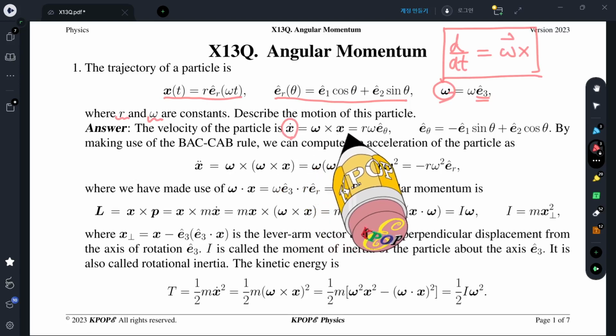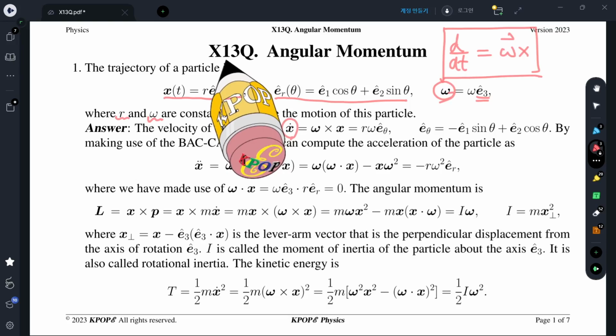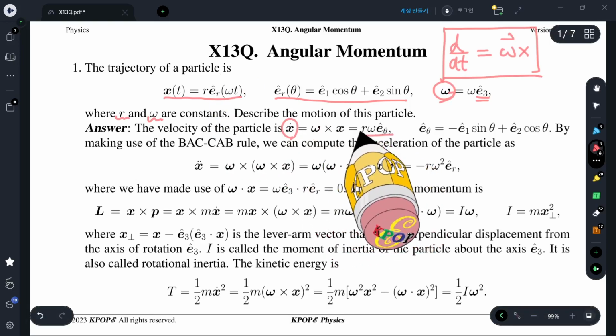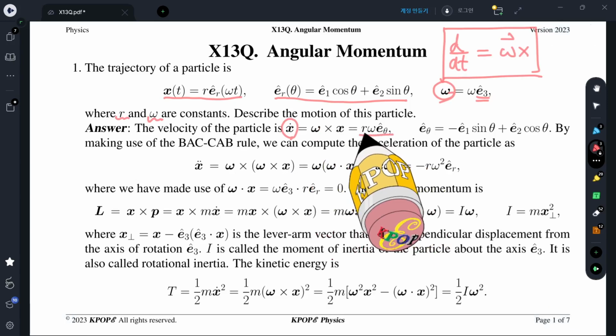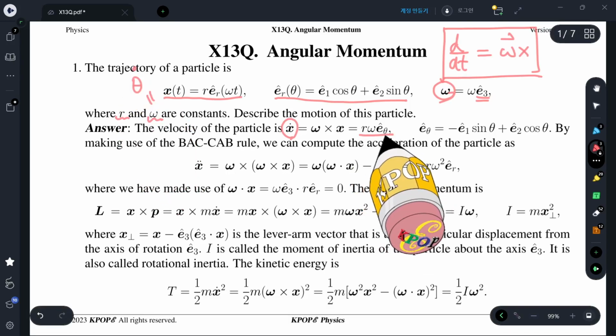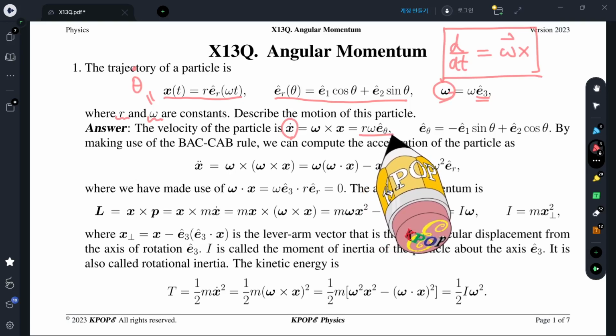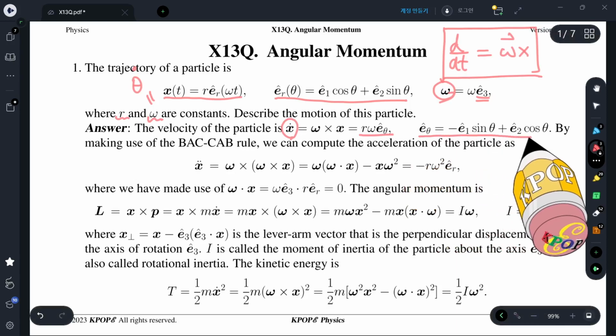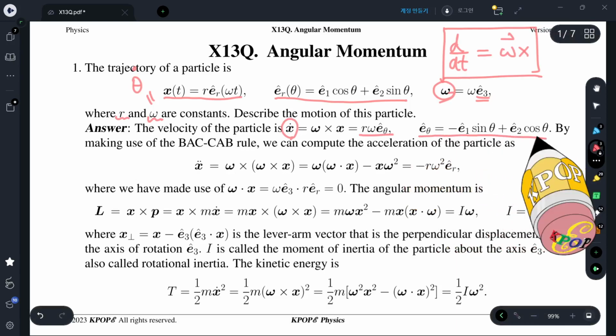If you look at the proof, omega cross x is the same as r omega, where omega is theta dot, so r omega e theta hat. That is perpendicular to the unit radial vector. The expression is given like that.